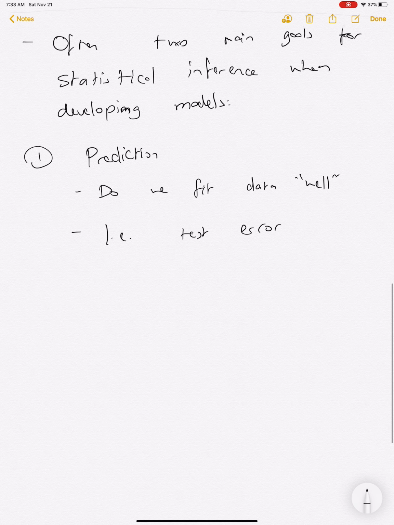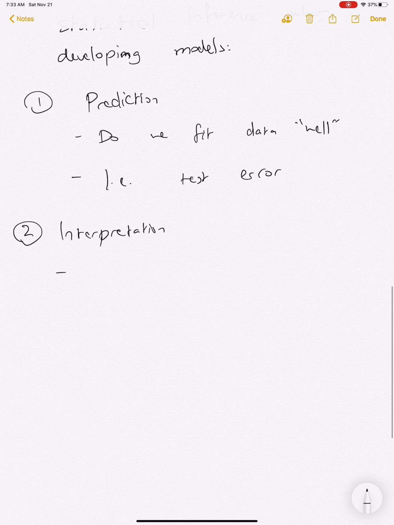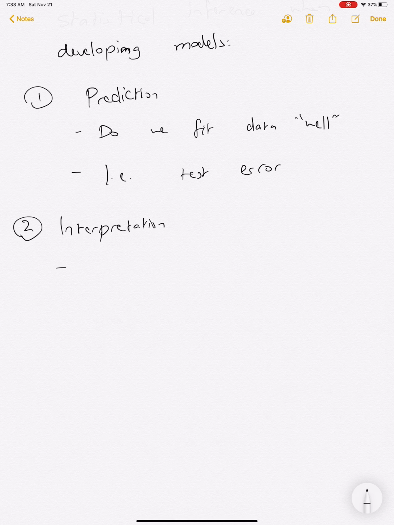The second thing, which I would say is more interesting but also more challenging, is this question of interpretation. There are very broad definitions of this, so I'm not going to focus on all aspects of it. But this is really looking at things like variable selection: which variables are relevant.